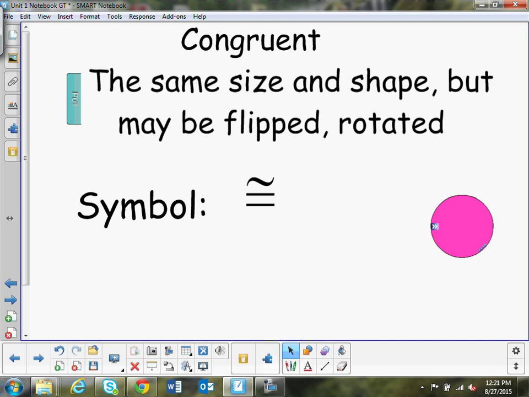It looks like that. It's an equal sign with a little squiggly line on it. I don't know what you call that. What do you call that? Tilde? Yeah. Tilde. Okay, make sure you know that symbol. Same size, same shape, and then just draw the symbol.